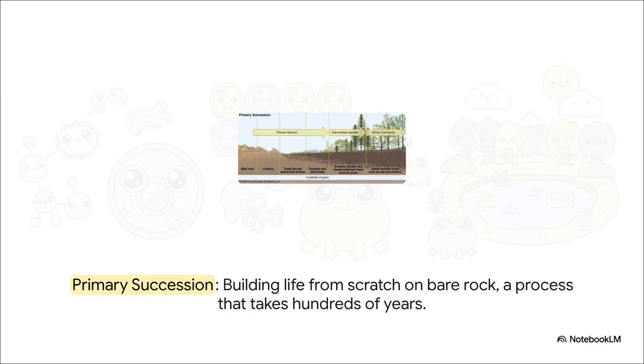Imagine a brand new volcanic island that's just cooled. First, you need pioneer species, like lichens, to show up and colonize the bare rock. And they have to slowly, over centuries, break it down just to create the very first thin layer of soil so other plants can eventually move in.